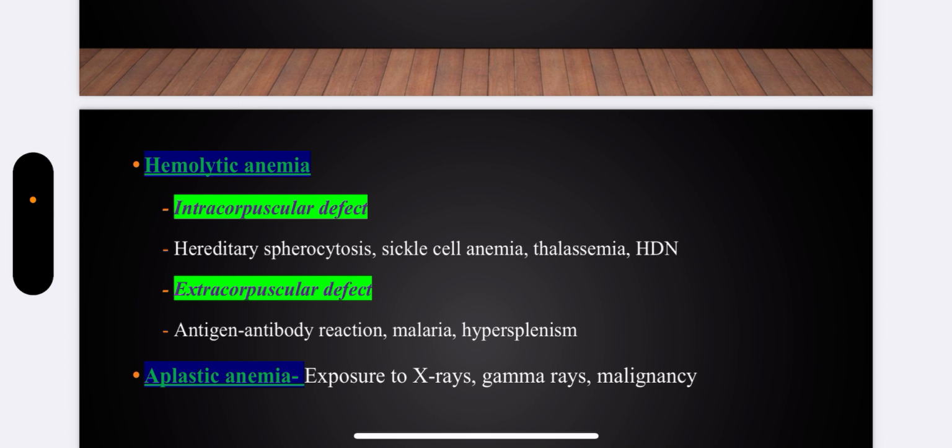Examples are hereditary spherocytosis, sickle cell anemia, thalassemia, hemolytic disease of newborn, and any condition that is outside the cell by extracorpuscular defect, seen in case of antigen antibody reactions, malaria, hypersplenism. Next is aplastic type of anemia. It occurs when there is excessive exposure to X-rays, gamma rays, sulfur drugs, or in case of malignancy. These conditions cause suppression of bone marrow.